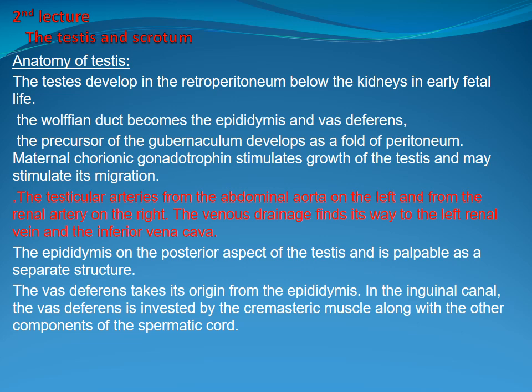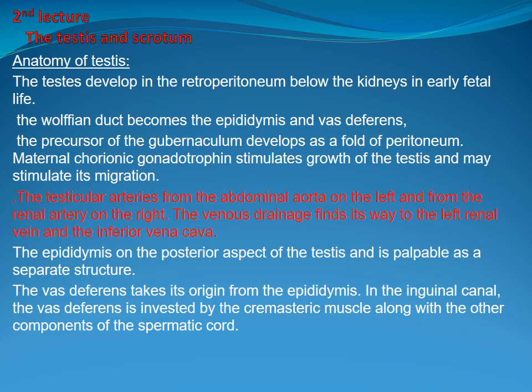The precursor for the gubernaculum, which pulls the testes to the scrotum, develops as a fold of peritoneum. The maternal chorionic gonadotropin hormone stimulates the growth of the testes and may help or stimulate its migration to the scrotum.